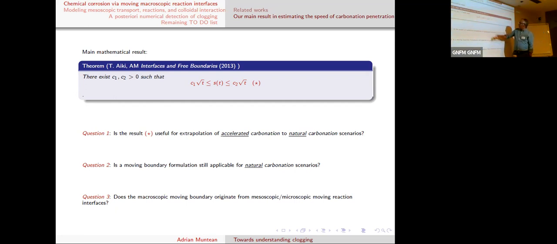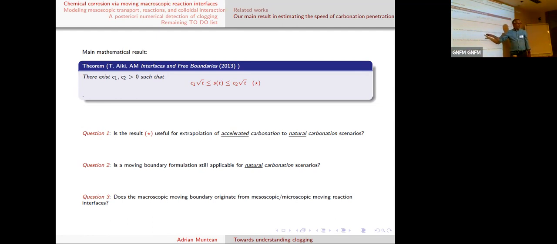Okay, is this law valid for natural carbonation? Well, in natural carbonation, even for Portland, you don't have a sharp front. You have maybe a thin zone, but thin zones are fine. You can take the free boundary, the interface, in the middle of the front and trace that one. So maybe it's possible to do something.